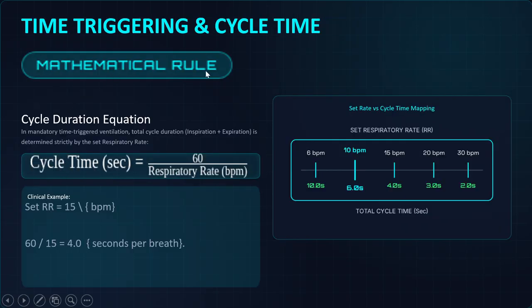Time trigger or cycle time: cycle time equals 60 seconds over respiratory rate. For example, the patient's set respiratory rate is 15 breaths per minute. 60 over 15 means 4 seconds per cycle. For this diagram, 30 breaths per minute is a 2 second cycle, 20 breaths per minute is a 3 second cycle, 15 breaths per minute is a 4 second cycle, 10 breaths per minute is a 6 second cycle, 6 breaths per minute is a 10 second cycle.